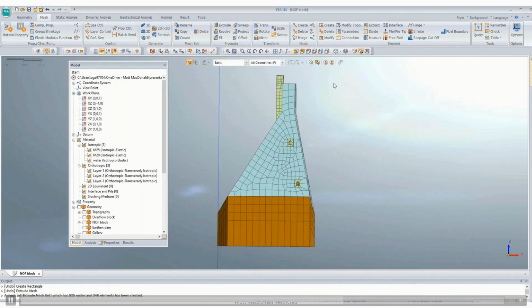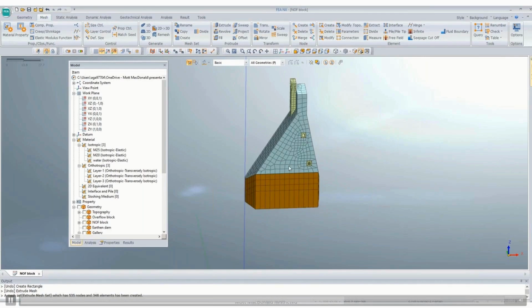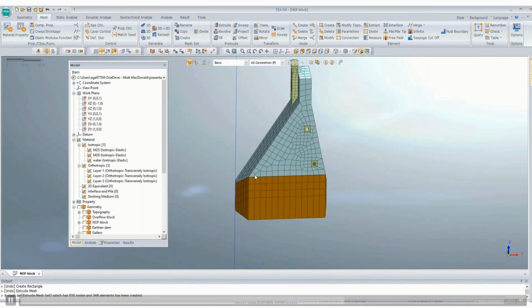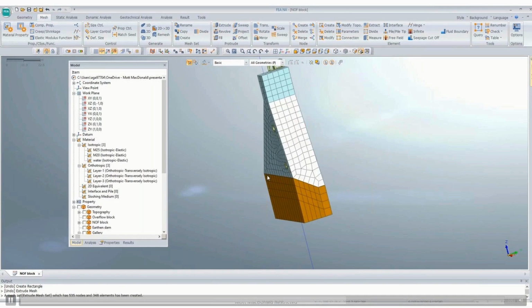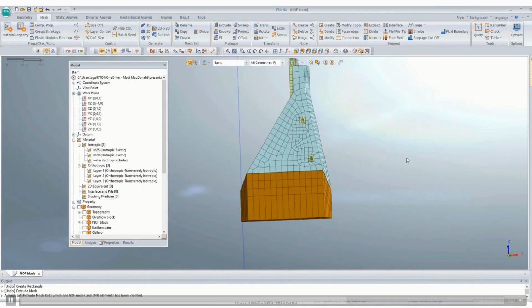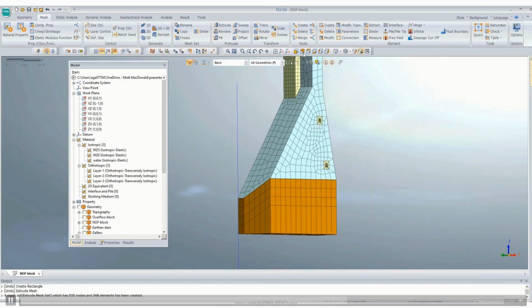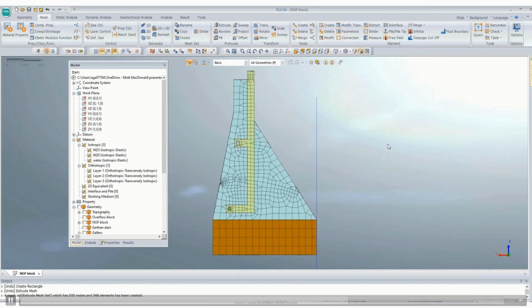Then I'll require the interface element in between these two. We can compute the interface properties manually, that is the normal stiffness modulus as well as the shear stiffness modulus, using whatever equation we want to use. We can use Coulomb's friction theory or Timoshenko's formula, or there are a number of formulas for that. Whatever the geotechnical engineer suggests, those parameters we can input.